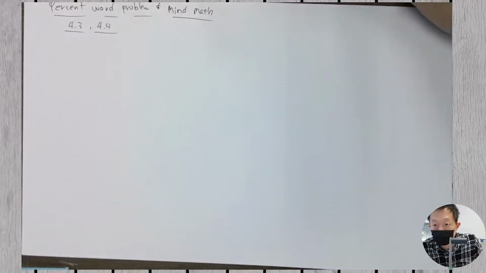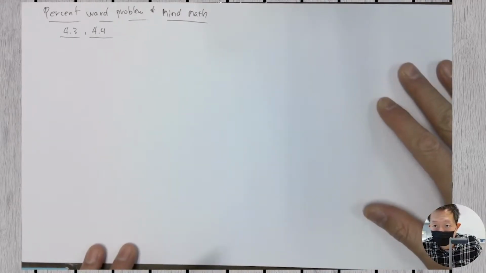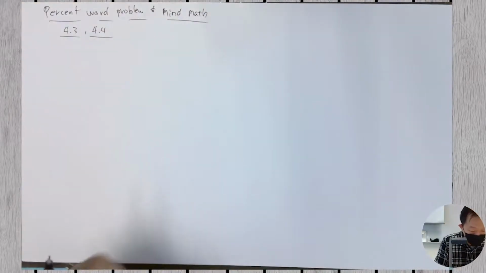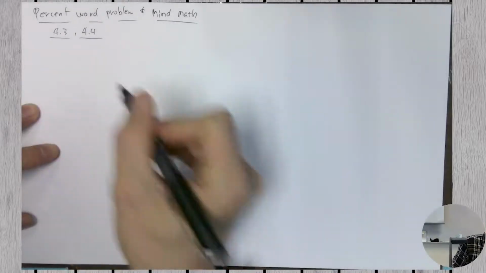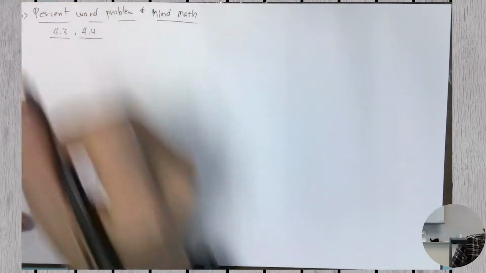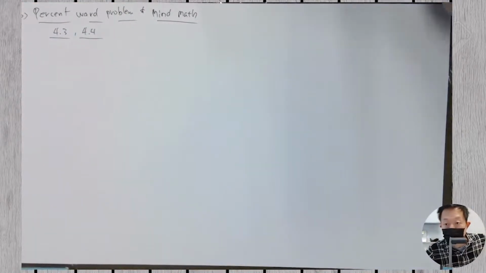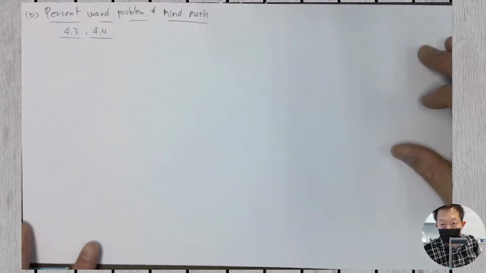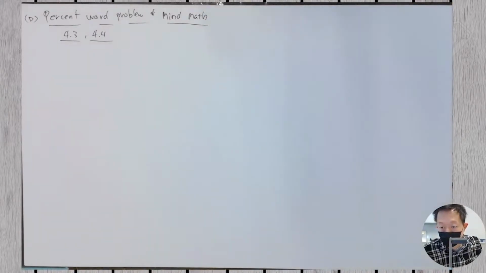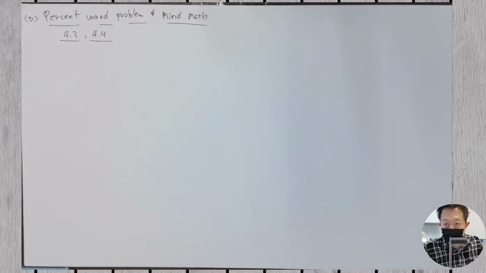Okay, good morning. We are going to do our fourth lesson on this unit, which is percent word problems and mental math. We'll be using 4.3 and 4.4 in the textbook, so we'll be going through some of these questions. I think I already have these questions written down here, so I don't even need to switch over. I think it works better that way.